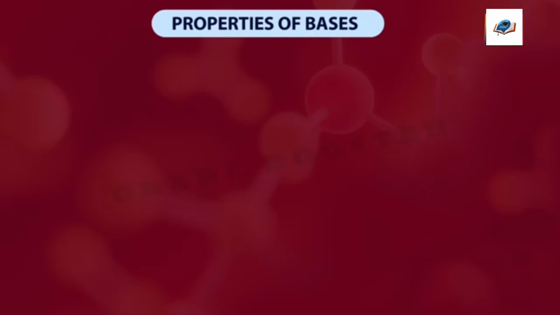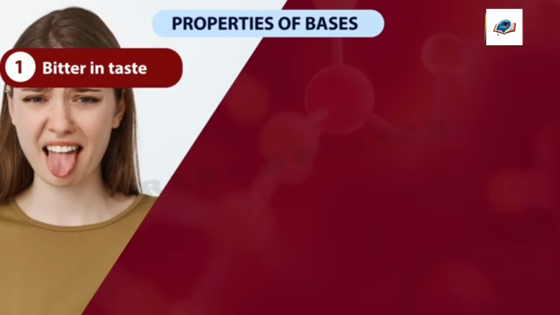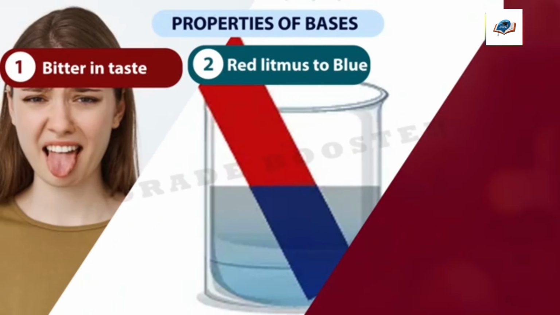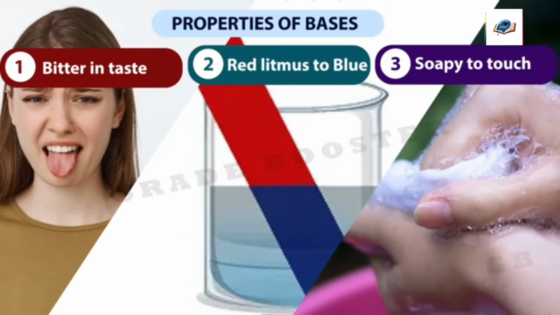Next, bases. Bases are bitter in taste. Bases turn red litmus paper to blue. So if red litmus paper is dipped in bases, it turns blue. They are soapy or slippery to touch. Let us see some examples of bases in our day-to-day life.